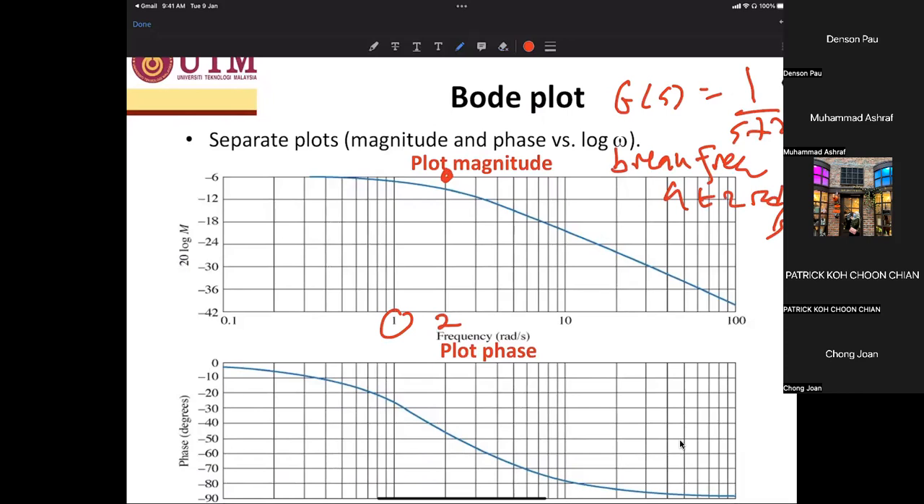The blue one is by real points. But the straight line approximation is something like this: 20, plus 6, 26. And then here it goes down like this. So the red one, we call it the straight line approximation. Okay, MATLAB has come out. So we just go to MATLAB.